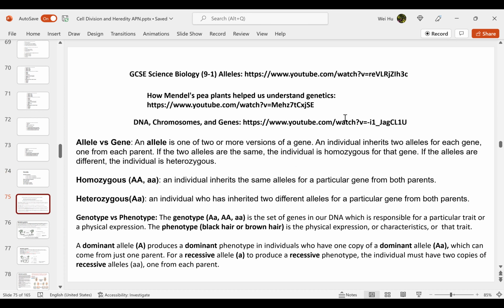At the beginning, we must review what an allele and a gene are, what homozygous and heterozygous mean, genotype, phenotype, dominant and recessive. Okay, so let's watch these short videos. You have to learn that. Someone says you have to understand it, but actually it's memorization. So you have to memorize. Let's start with this video, okay?